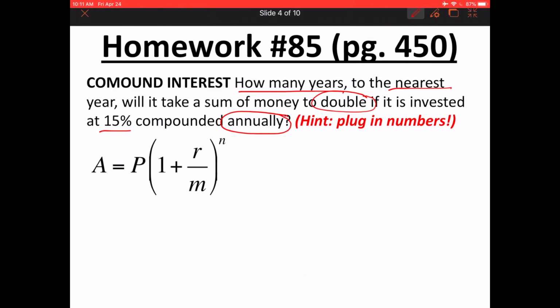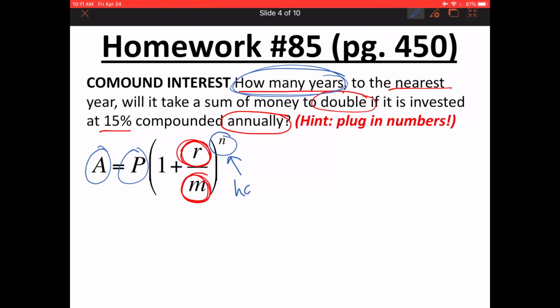Now, here's a bit of the problem. The only variables that they're giving us are the rate and the M, how many times it's compounded. So that means that we are left with 3 variables that we don't know. They're asking us to find how many years. So how many years is going to be here in the exponent, because that exponent N represents the total compounds, all right, or the total time.